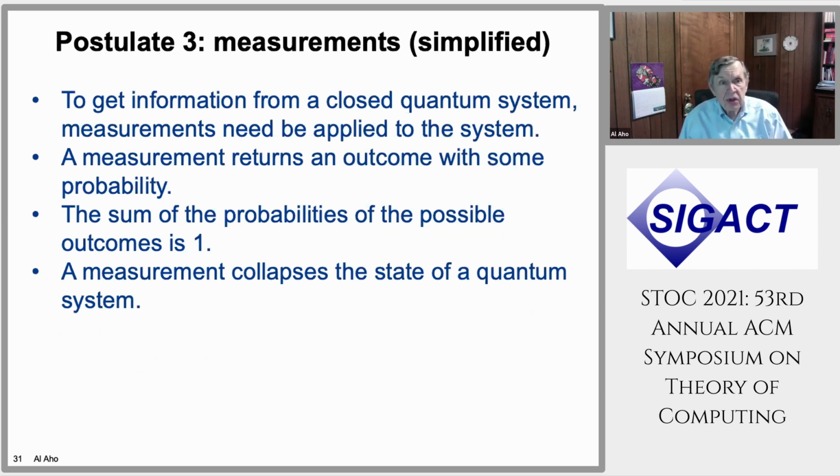The third postulate of quantum mechanics is measurement. And if we want to get any information from a closed quantum system, we need to apply measurements to it. A measurement returns an outcome with some probability, and the sum of the probabilities of the possible outcomes is 1. And measurements have the property that they collapse part of the state of a quantum system.